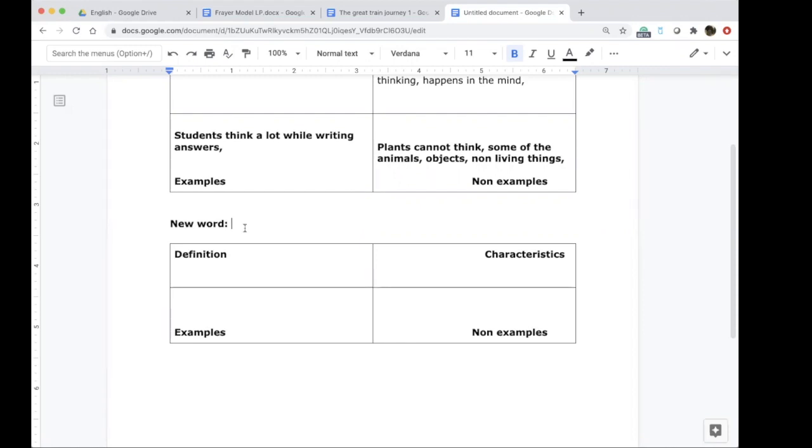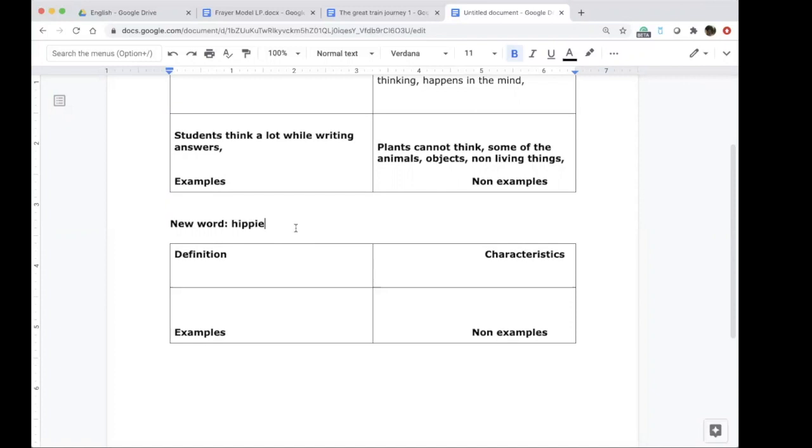Hippie. Okay, very good. Hippie, because that is the word that we have learned in the last lesson. Maybe some of the students already forgot about that. So we will try to use the Frayer model to know about the word hippie. Okay, Srinivas, tell us how will you fill the Frayer model for this word?